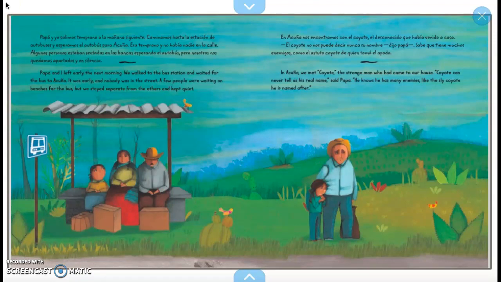Early the next morning, we walked to the bus station and waited for the bus to Asunya. It was early and nobody was in the streets. A few people were waiting on benches for the bus, but we stayed separate from the others and kept quiet. In Asunya, we met Coyote, the strange man who had come to our house. "Coyote can never tell us his real name," said Papa. "He knows he has many enemies, like the sly coyote he is named after."